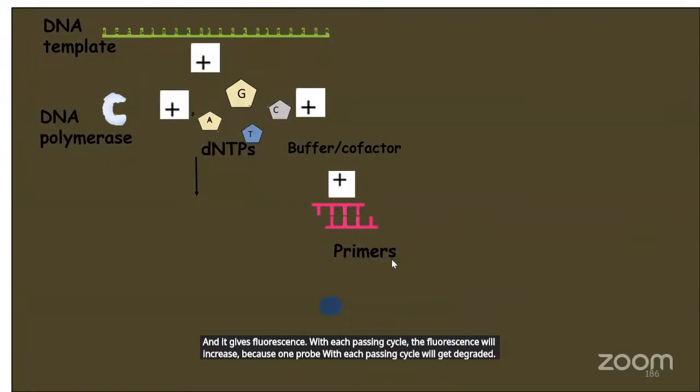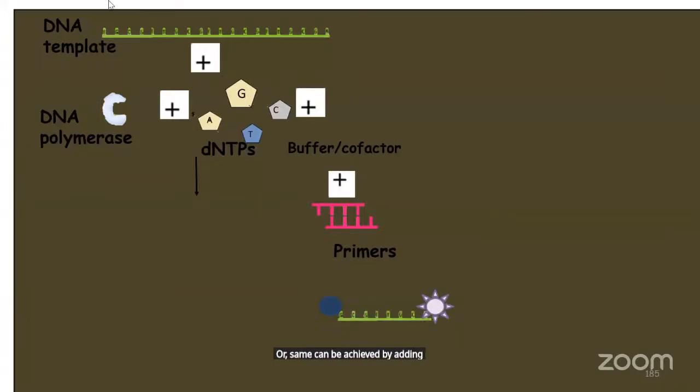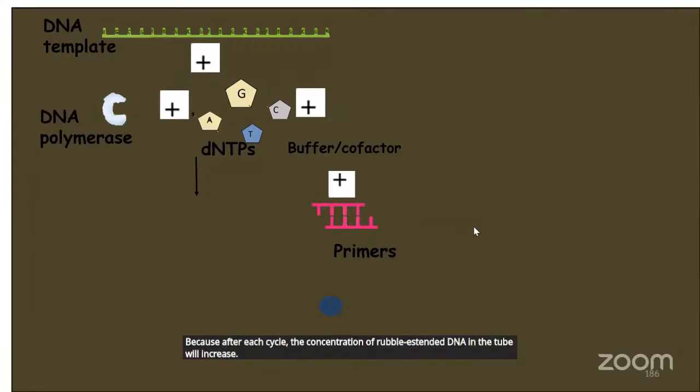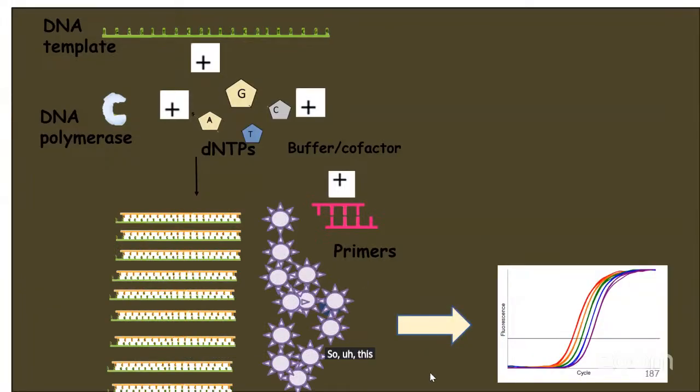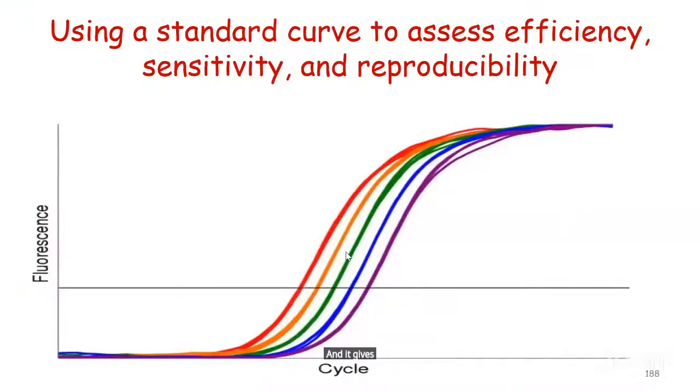Or the same can be achieved by adding a dye which binds to the double-stranded DNA, because after each cycle, the concentration of double-stranded DNA in the tube will increase. So this can be detected by a camera for the fluorescence, and it gives a curve. Right, this is the curve of fluorescence, and this curve can help you in the quantification of the target molecule also.